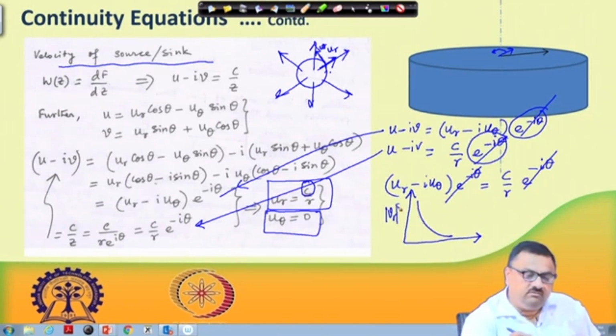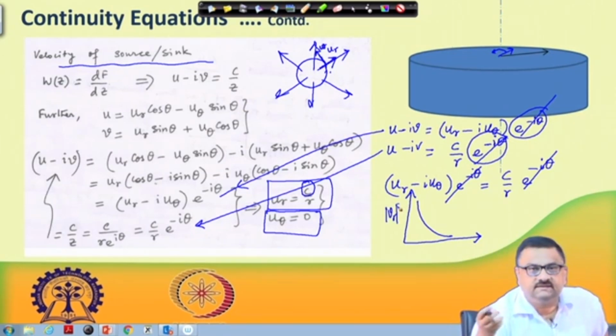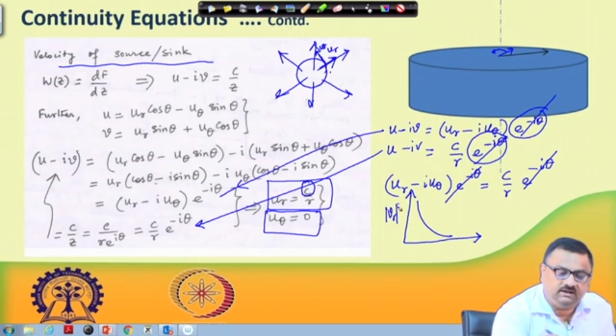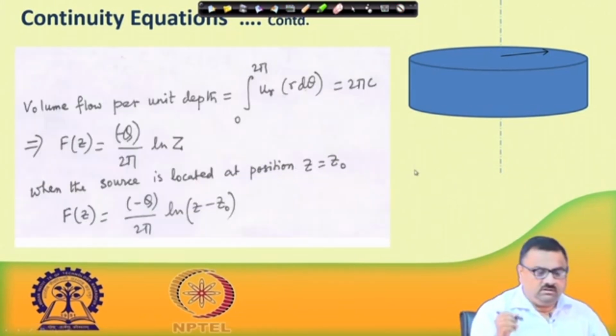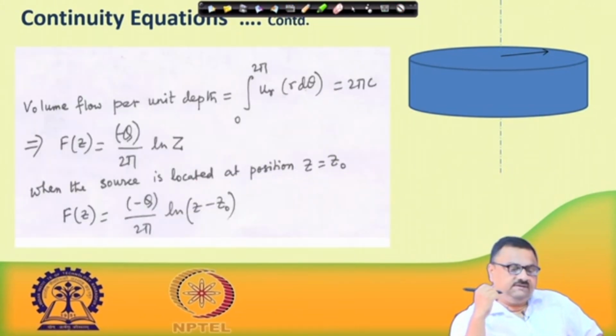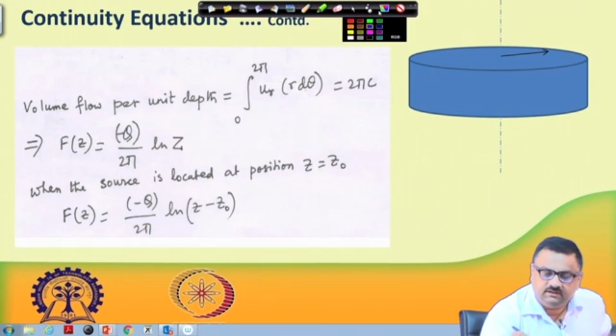So, how do we arrive at a more meaningful C? I mean, what is this C? C is some constant we just put in there, but what is it? So, what we do here is try to see the meaning of C. In this case, what is the volume flow per unit depth? Let us see.